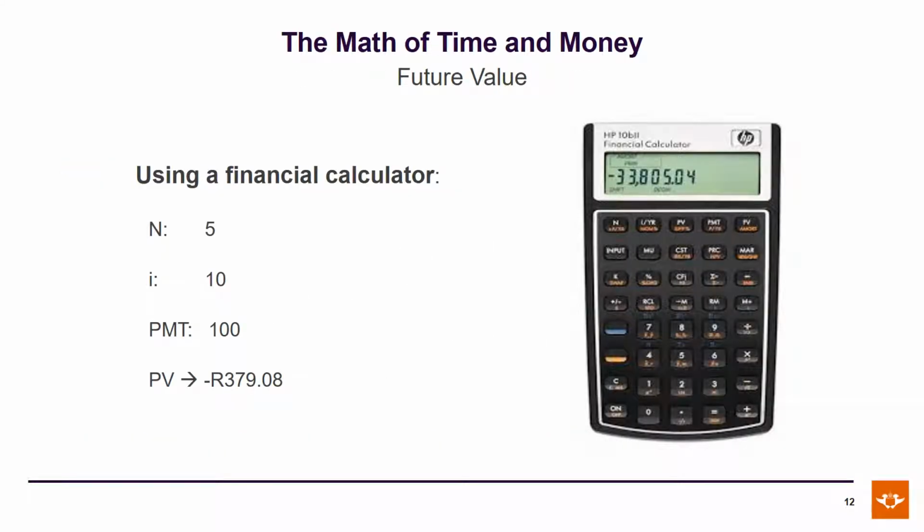But what's even more brilliant than using very nice mathematical formulae with closed form solutions is using your financial calculator. If you put 5 for N, 10 for I/Y, and 100 for your PMT, you end up with a present value of 379 Rand and 8 cents with a click of a button.